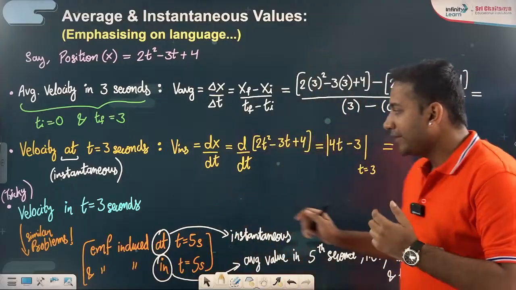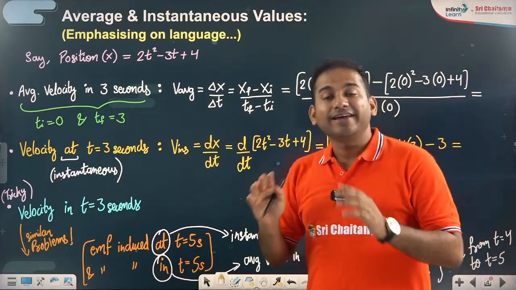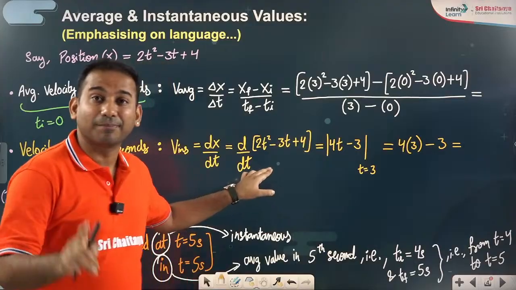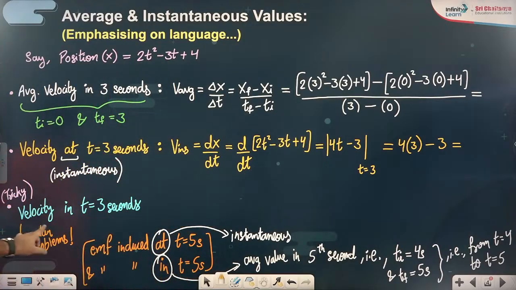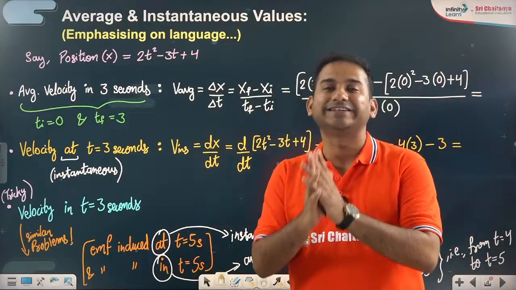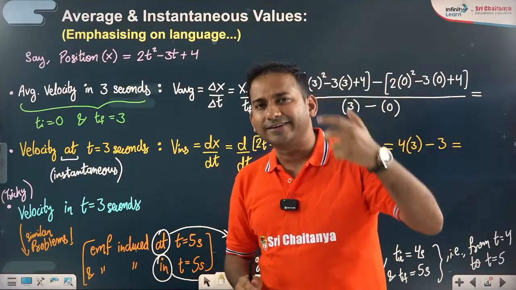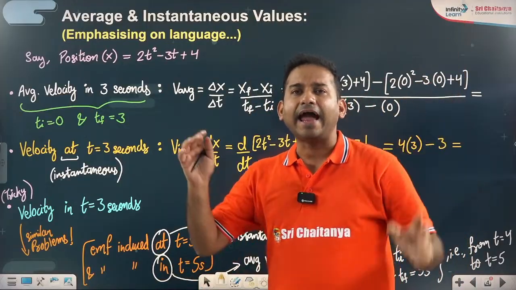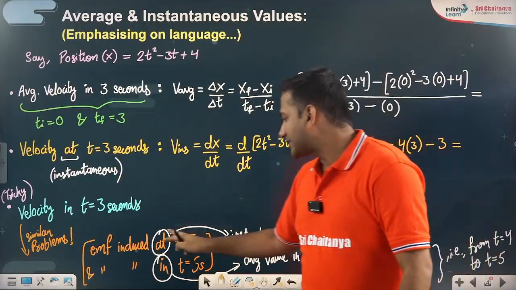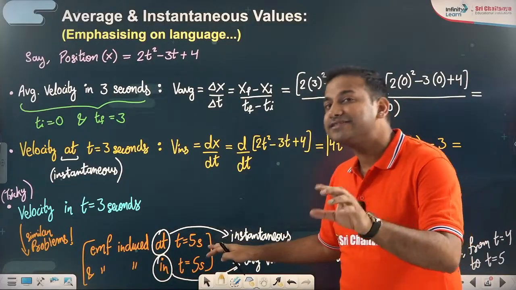So once again, if they mention tell me the average value, you have to use the substitution. If they mention tell me the instantaneous value, you have to use the differentiation. But the tricky situation arises if they don't tell you what you need to find, whether it is average value or instantaneous value. They just say tell me this physical quantity at t equal to something or in t equal to something. If they say at t equal to 5 seconds, means 5 seconds is serving as an instant.